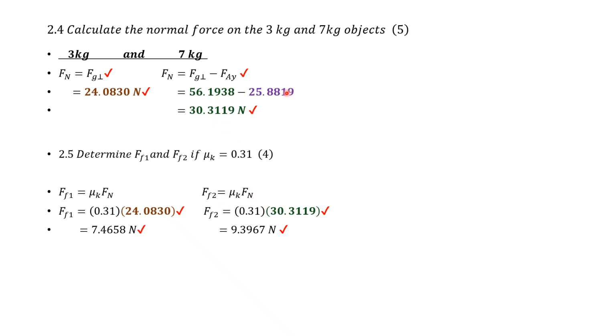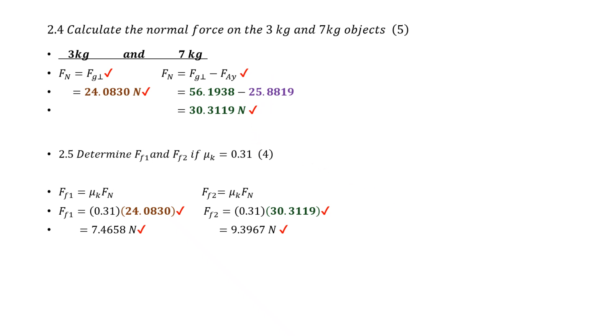But most of the time, if you forget the y component, you're going to put in 56 there and get the wrong value. So from here onwards, positive marking may save you, or you may end up losing all the marks. So 0,31 times 30,3119 gives me 9,3967 newtons. 1 mark for each one there. You can see how that 4 marks was put together.